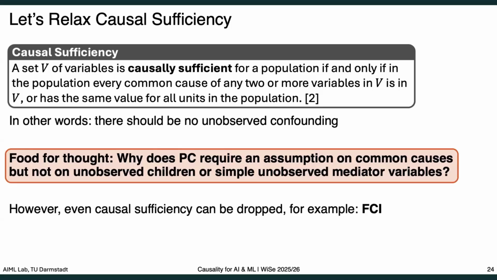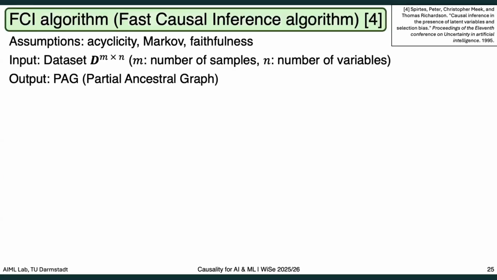But now, focusing on sufficiency again, let's take a brief look at another algorithm where the causal sufficiency assumption is dropped, namely fast causal inference. So here, same set of assumptions, minus causal sufficiency. Again, we have a data set, but the output is now called a PAG, partial ancestral graph.